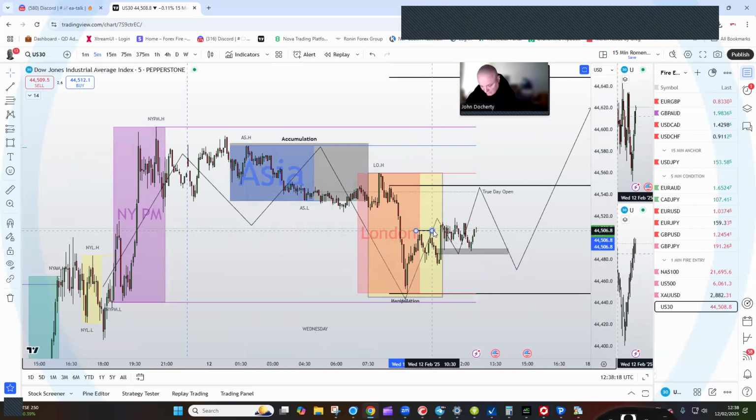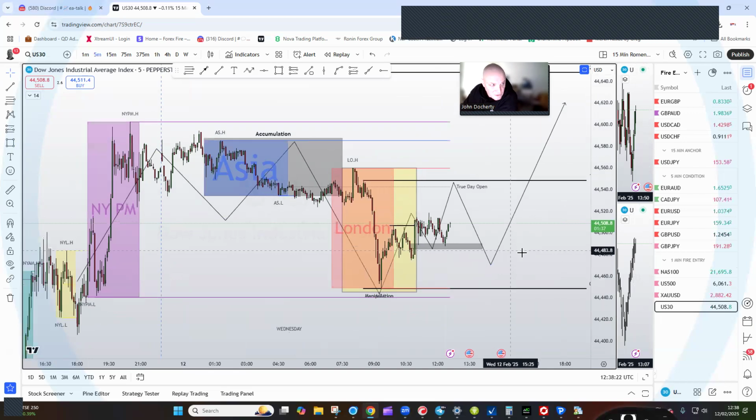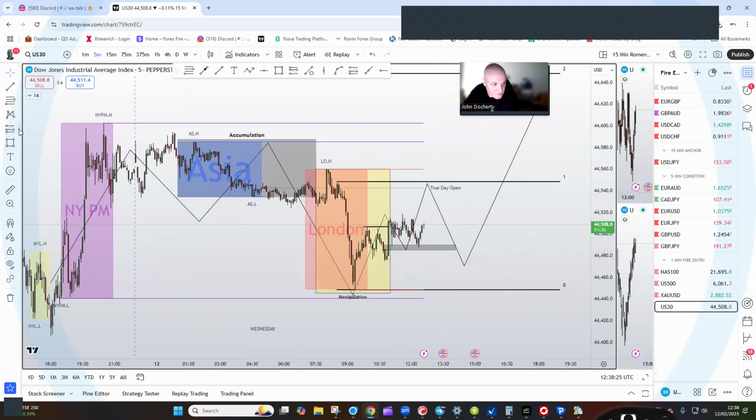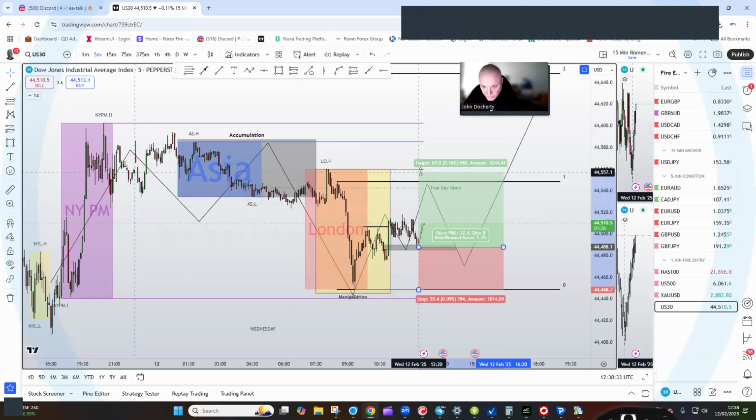Market structure shift just came from that. There is an entry on this, on the US 30, okay? So you could have had the FVG touched into here. That's your low. You could say you want a 1 to 2, okay, as a low hanging fruit. So that's a 1 to 2.